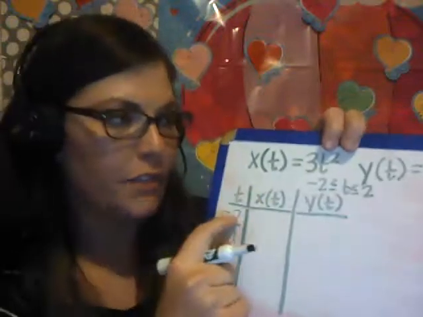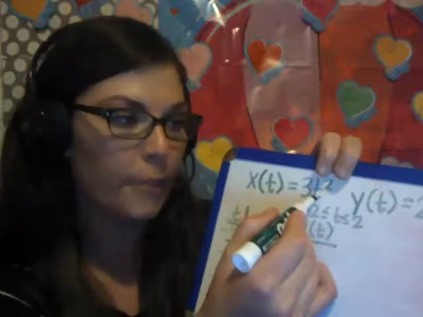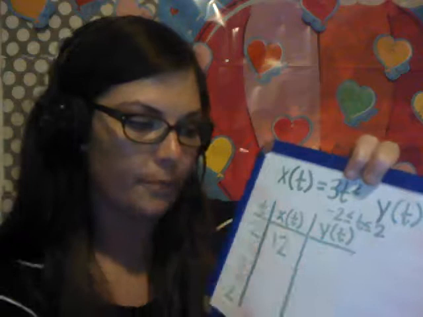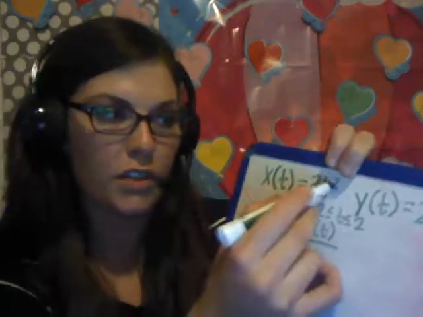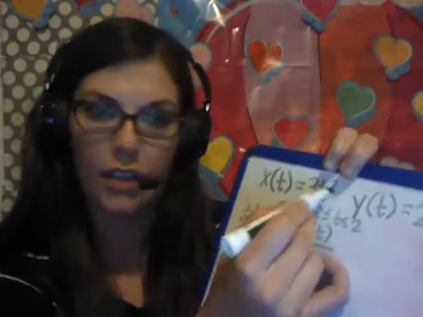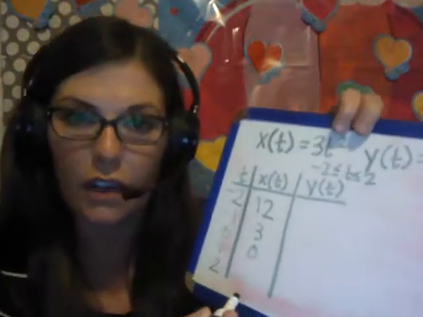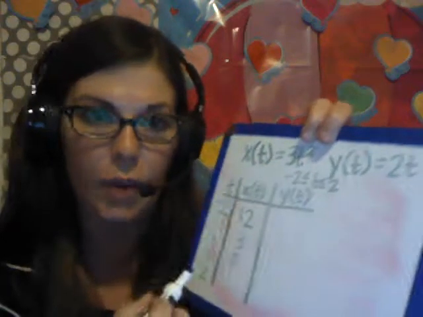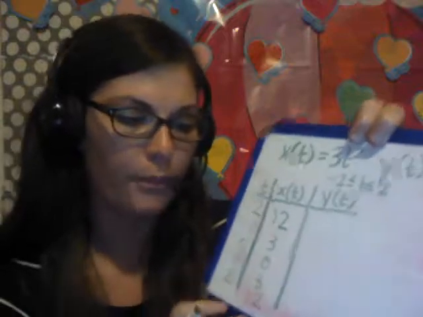So if I plug -2 into my first equation, I have -2 squared is 4. 4 times 3, we've got 12 for the x-coordinate. And we're going to do that for each of the values. And so I have -1 squared is 1, 1 times 3 is 3. 0 squared is 0, times 3, we get 0. And I can continue to fill in those values by plugging in the t-coordinate into my x equation. So I'm going to have 3 and 12.